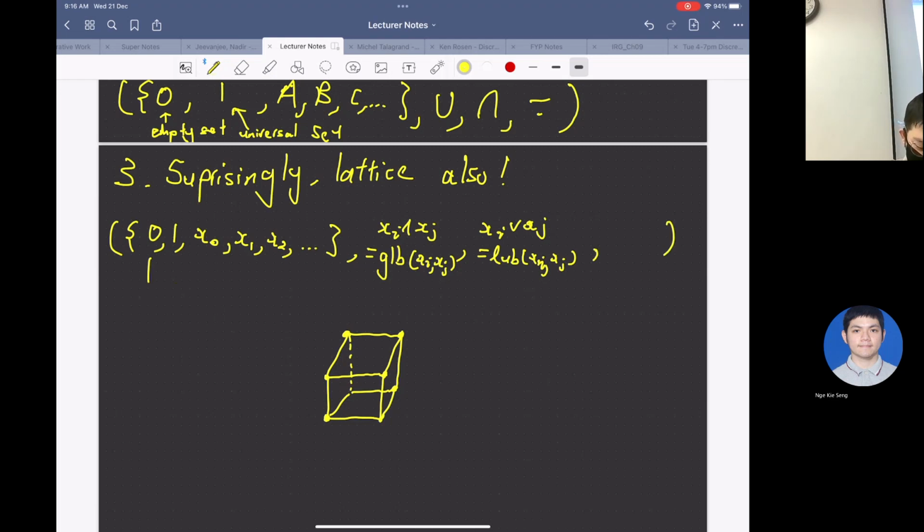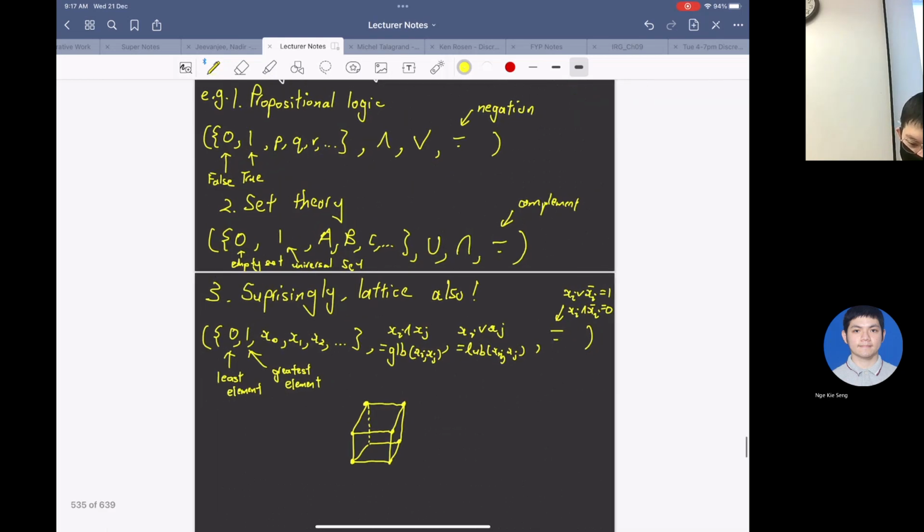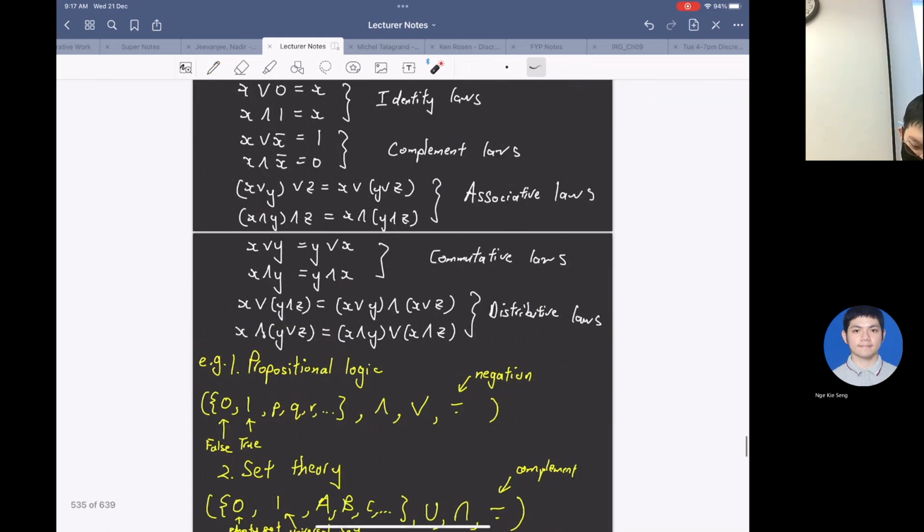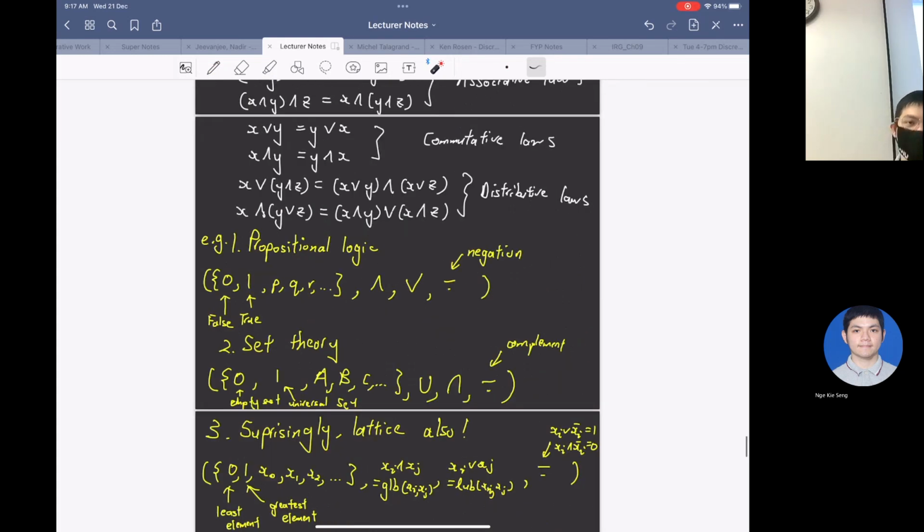So in this case, the 0 will be the least element, and then 1 will be the greatest element. Okay. We will not show how this defines the lattice. You can try it. I think it's in the test. So the complement will be those lattice points that satisfy the identity laws. Okay, and then you should check that with this definition here, these 5 laws apply. Okay, so that it will define a Boolean algebra.